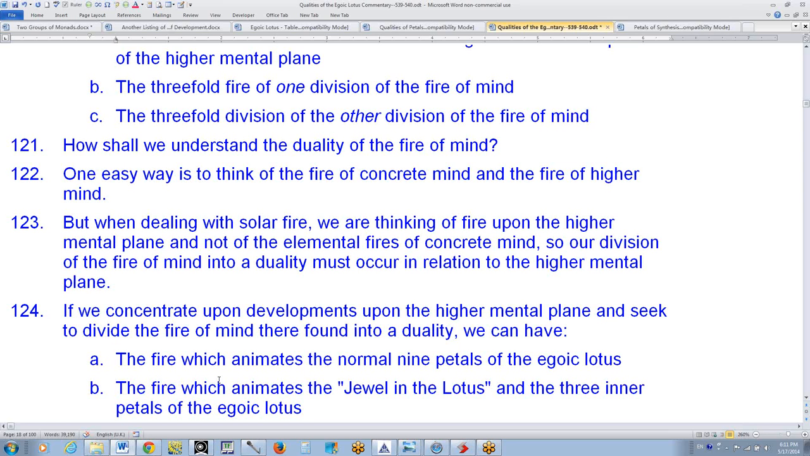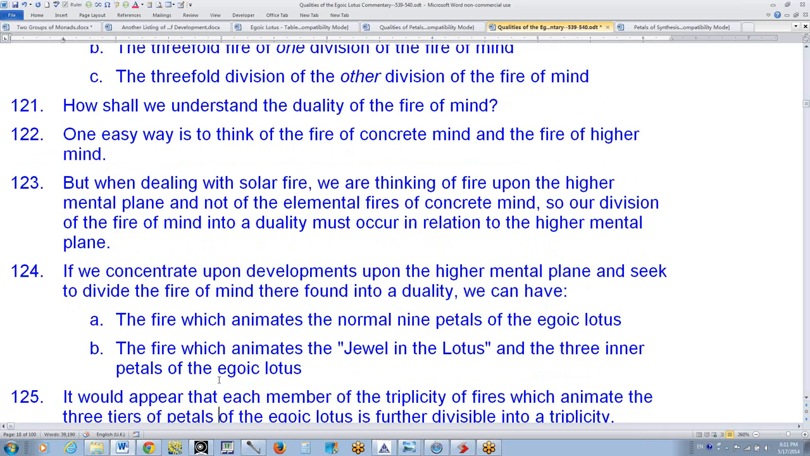But when dealing with solar fire, we are thinking of fire upon the higher mental plane and not of the elemental fires of the concrete mind itself. So our division of the fire of mind into a duality must occur in relation to the higher mental plane. Well, perhaps that is so.